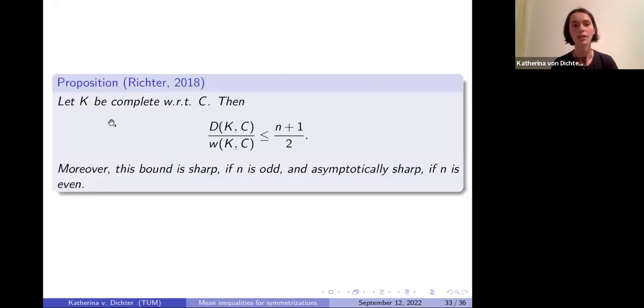And this was answered quite recently in 2018 by Richter. And he has proven that if K is complete with respect to C, then the ratio of diameter over width is bounded by (n+1)/2, where n is the dimension. He has also shown that this bound is sharp when n is odd and asymptotically sharp when n is even. This was performed by taking K as a simplex and C as the simplex in the set with a minor simplex, and he has shown this bound.